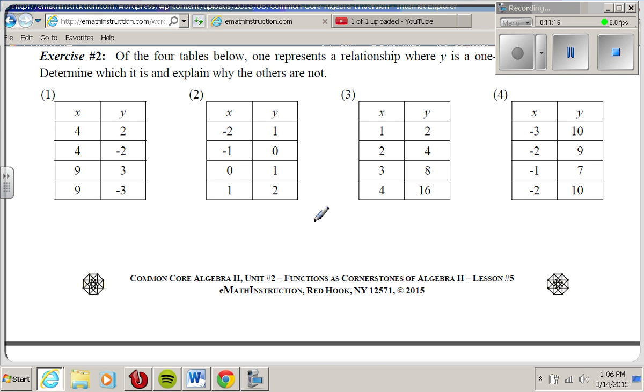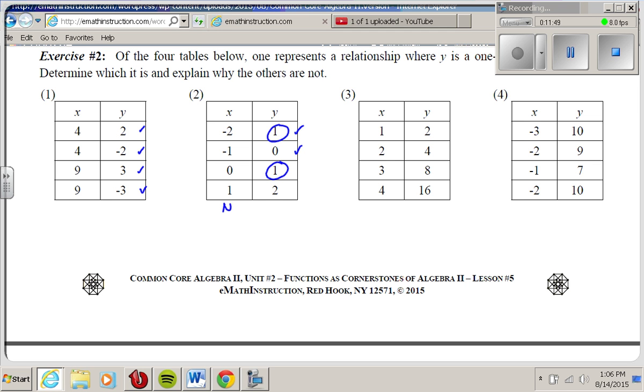Okay. Of the 4 tables below, one represents a relationship where y is a one-to-one function of x. Determine which and explain why the others are not. Okay. So if I look here at my y values, do I have any repeating y's? Well, I've got a 2, a negative 2, 3, and a negative 3. Okay, no repeating here. Let's go over here. A 1, a 0. Well, I've got 2 1s here.